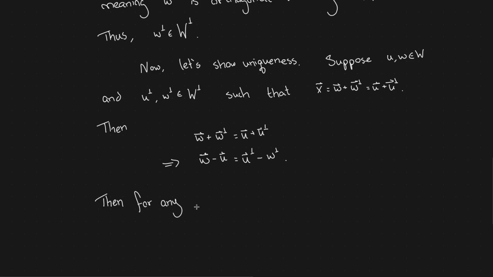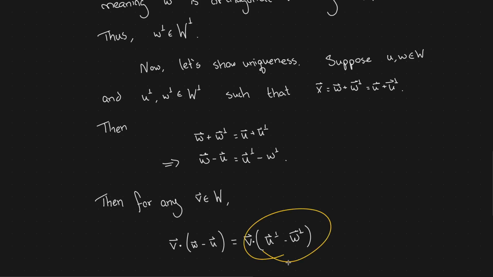Then for any V in the original subspace W, I'm going to take the dot product of V on both sides. Okay? Now what's going on on this right side? U perp, W perp, they're in the orthogonal complement of W, which is a subspace, right? Which means it's closed under addition, it's closed under scalar multiplication. So when I subtract these, this new vector is also in the orthogonal complement. Now, since V is in W, every vector in W is orthogonal to every vector in W perp. Okay, so V is going to be orthogonal to this, which means the dot product of these is going to be 0. Okay?